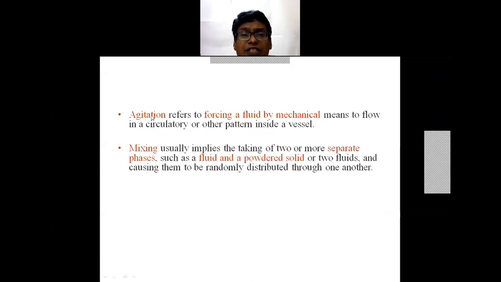Agitation refers to forcing the fluid by mechanical means, where actual physical movement is observed in a rotating part, that is, the impellers and the shaft. A mixer implies taking two or more separate phases, such as a fluid and a powdered solid, or two fluids, and causing them to be randomly distributed.